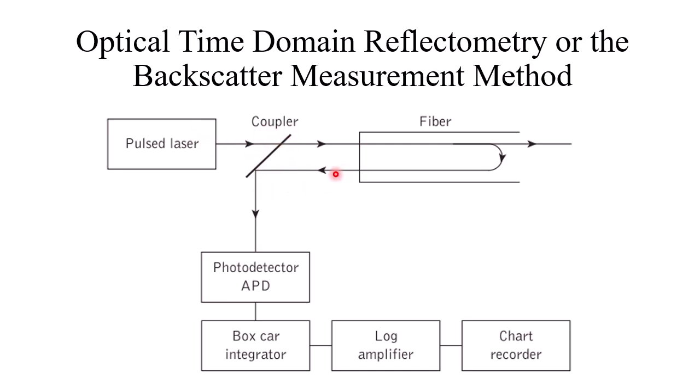So the backscattered signal will come through this port of the coupler, and we have a photodetector, an APD type of photodetector. Then we have an integrator, log amplifier, and chart recorder to determine the reflected value with respect to time, which can be calibrated in terms of distance.